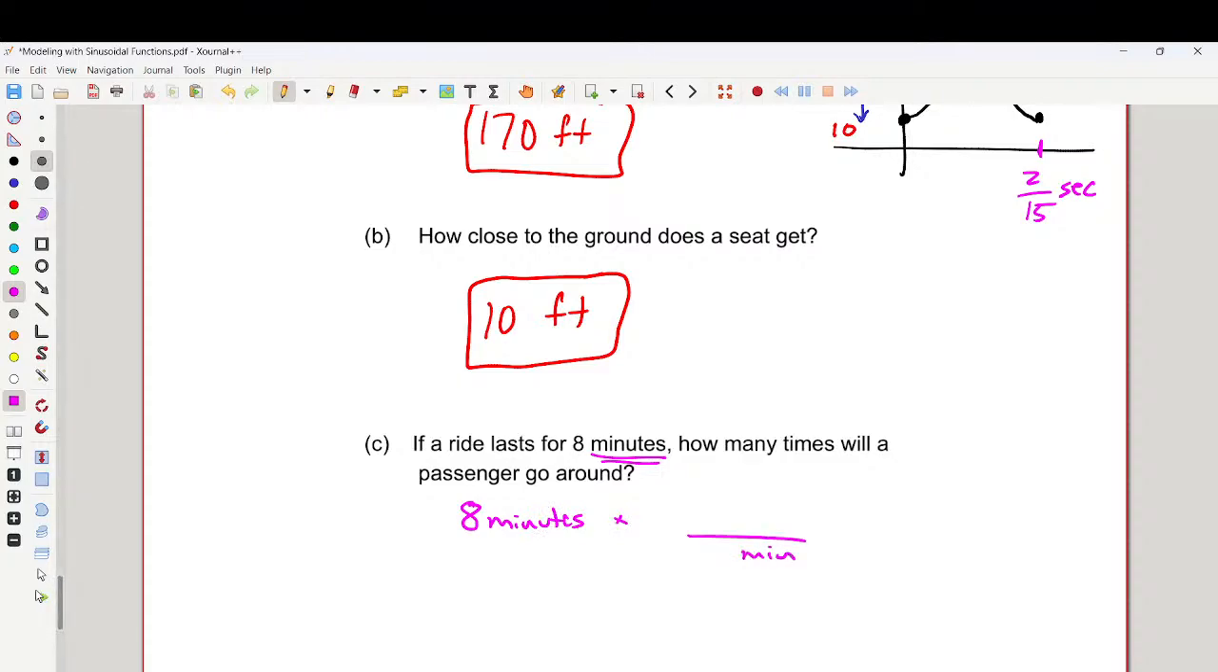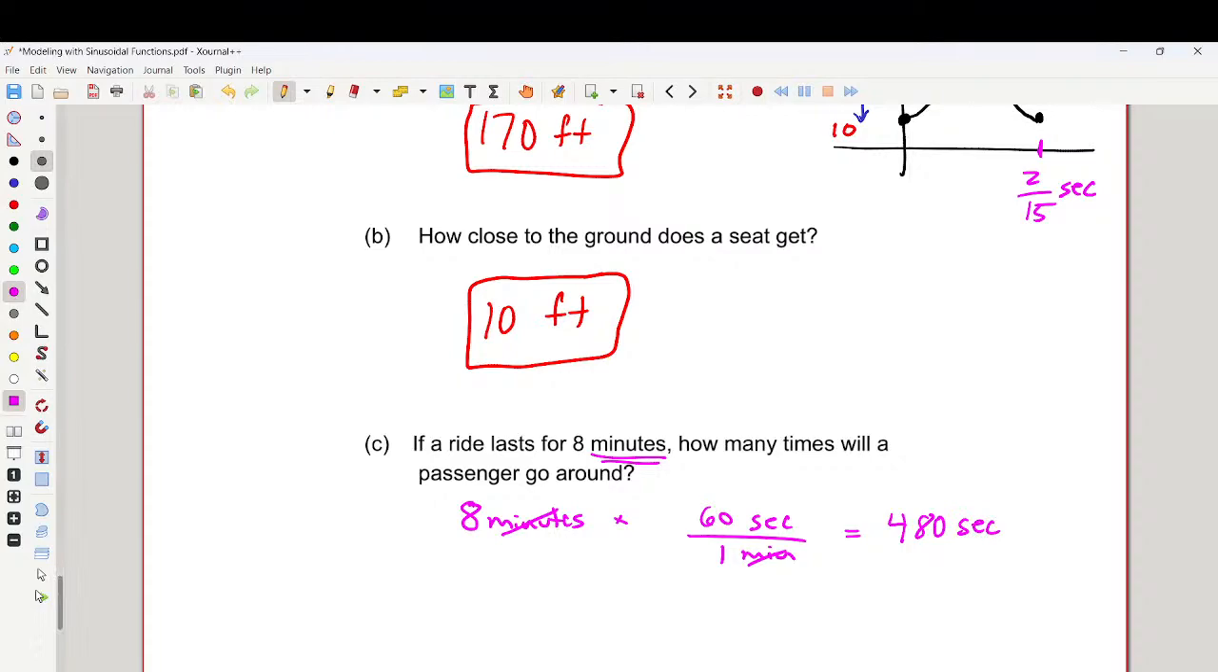Call me silly, but I really have to do it this way. 60 seconds is 1 minute. I have to use my unit conversions. I always forget that. If you knew to multiply by 60, good for you. I always need to do it with labels. So 8 minutes is 480 seconds.